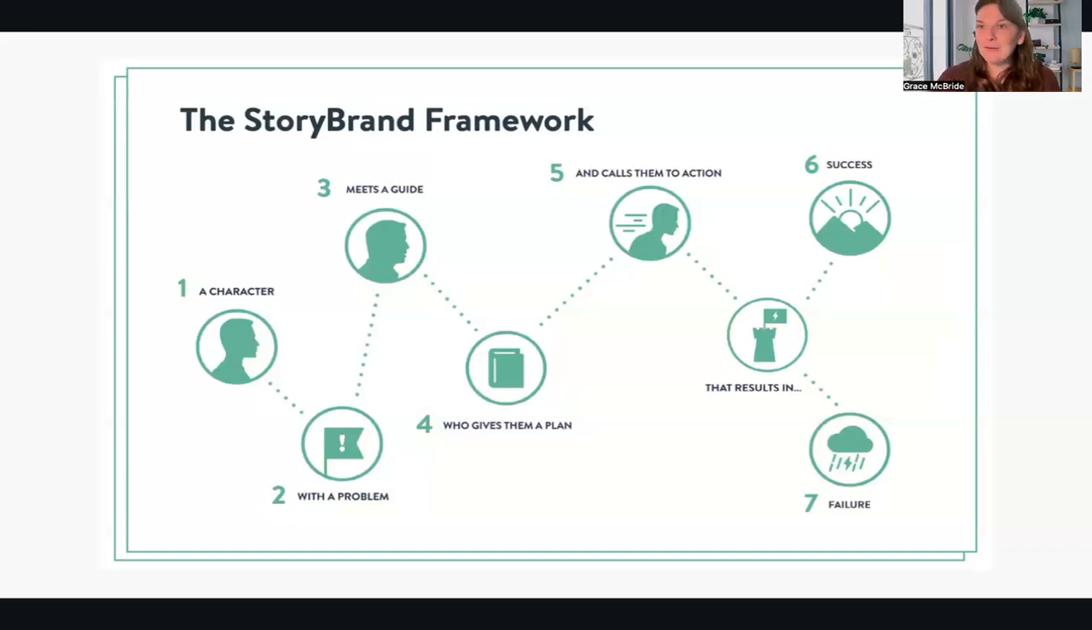Okay, so that's a really common way of thinking about the story brand framework, through popular movies. Another example of this might be Finding Nemo. So Marlin, our dad clownfish, he's our main character. What's his problem? His son Nemo has been taken. He's missing. He meets a guide who is Dory, who gives him a plan to just keep swimming and tells him to follow the tide, to get all the way to Sydney. And that will either result in success, Marlin is reunited with Nemo, or failure, he doesn't make it and he's never reunited with his son again. So can you start to see that really clear storytelling journey that we're working with here?